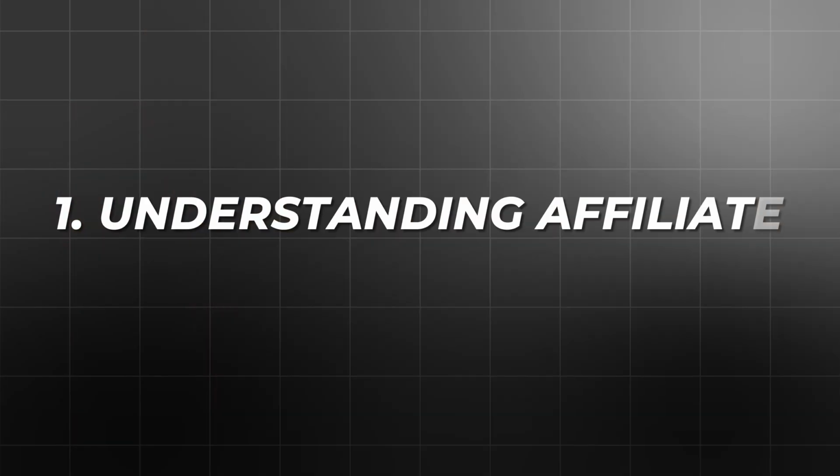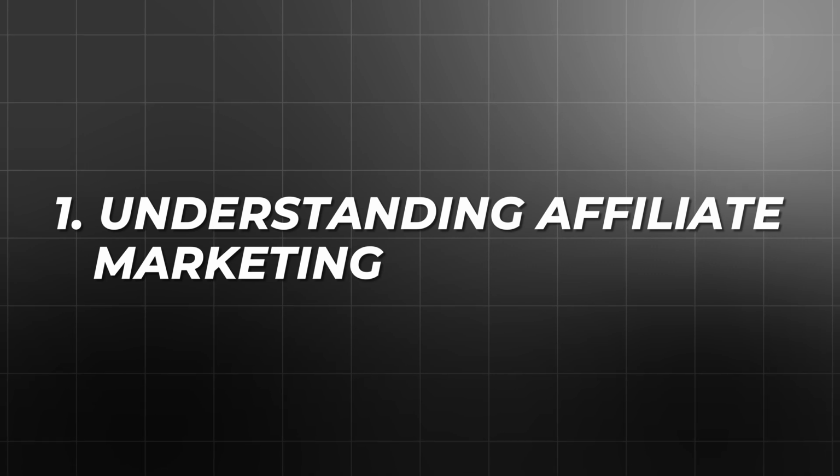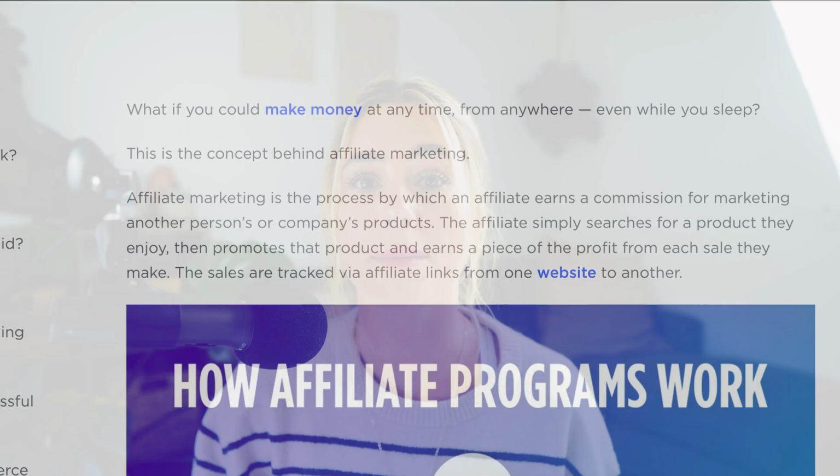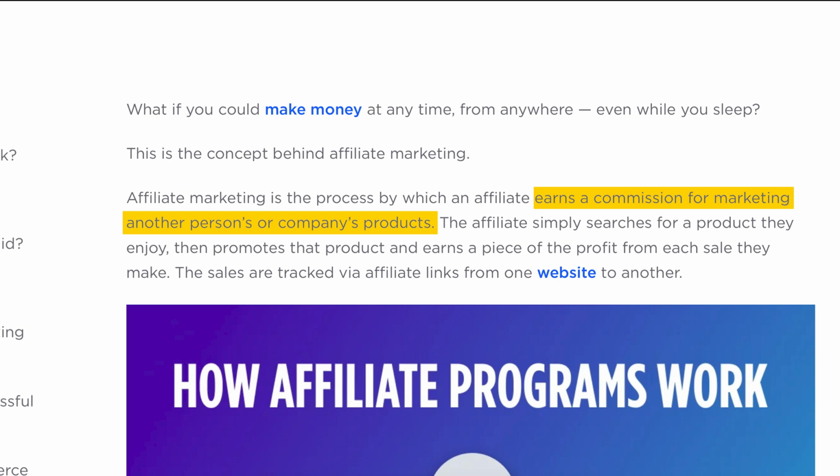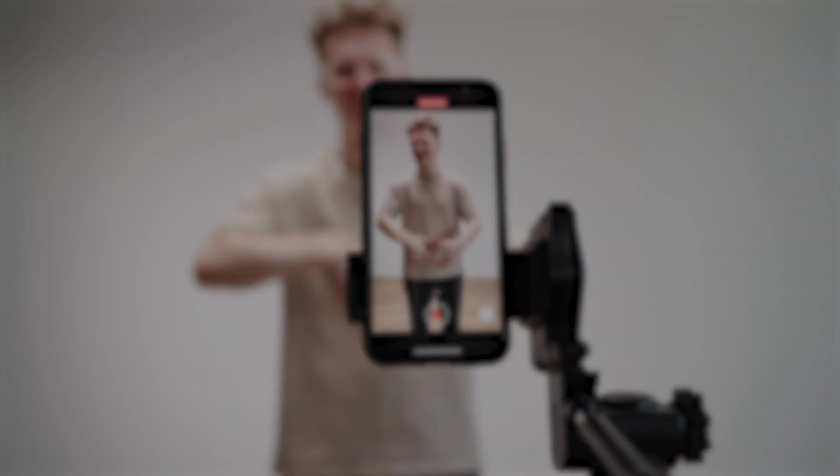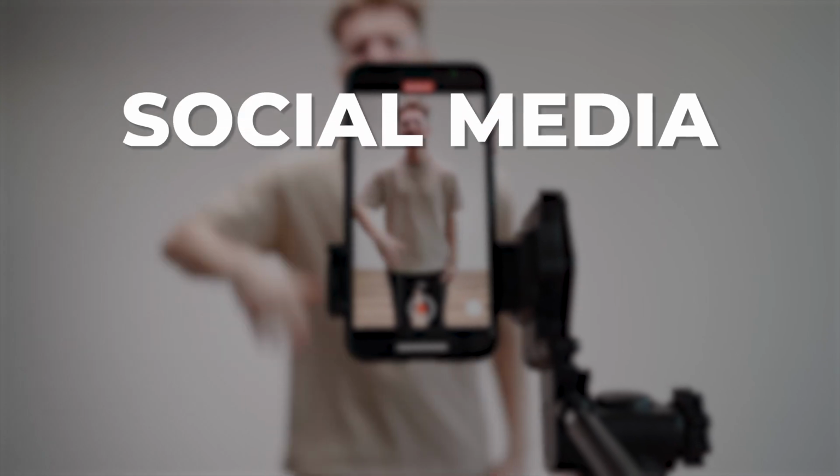Let's dive in. First, let's talk about what affiliate marketing exactly is. Affiliate marketing is a performance-based marketing strategy where you earn a commission by promoting other people's companies or products. You share a unique affiliate link on your social media platform, blog, or website, and when someone clicks on that link and makes a purchase, you earn a commission.